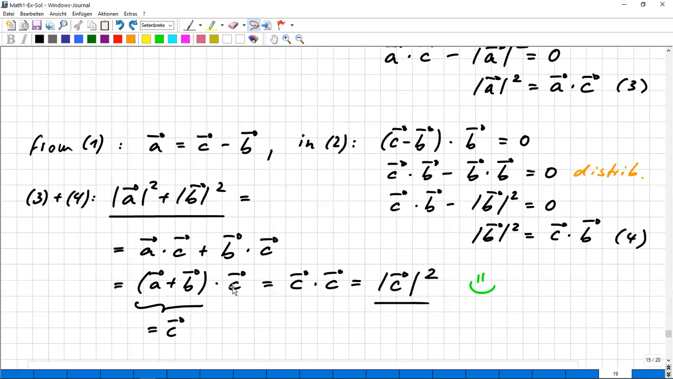In other words, if I distribute from here to there, it's obvious: A times C plus B times C, so that's allowed, what I'm doing here. And now I can use equation number 1 again, which says that A plus B equals C vector. I get C vector times itself as a scalar product. So this is the Eigen scalar product again, which results in the absolute value squared.